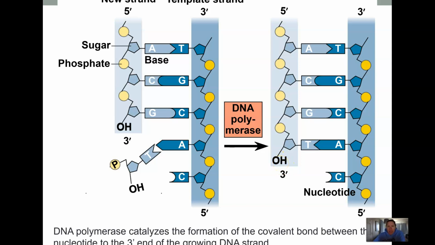What nucleotide would be added next? Well, if this is a C, this has to be a G. This has to be guanine, right? The only nucleotide that could come in here is a guanine, and it will be added to the 3' end.